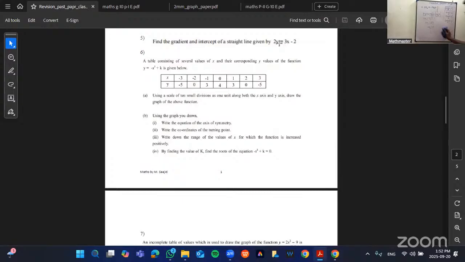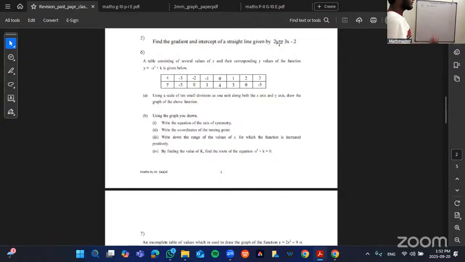Okay, so they have given that expression 2y equals 3x minus 2. So this is just a graph. Which type of a graph? That is straight line graphs. 2y equals 3x minus 2. Understood? 2y equals 3x minus 2.